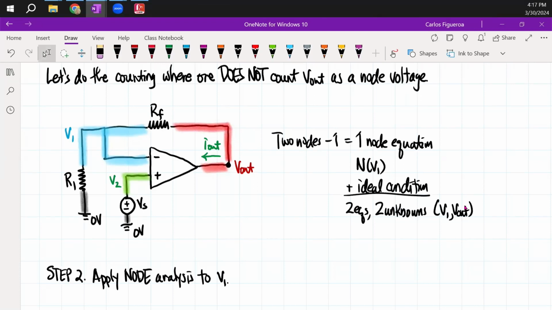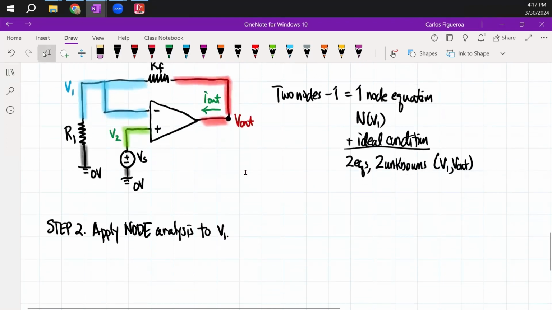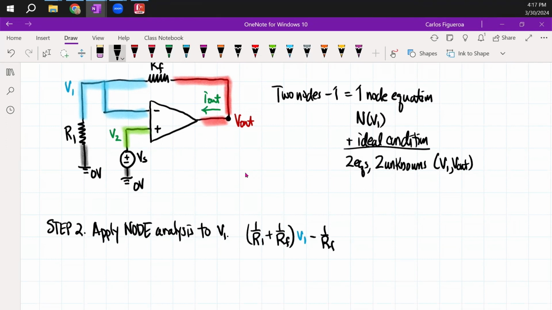to V1. So if I look at that, you can see that V1 has two resistors, right? So I'm going to have 1 over R1 plus 1 over RF. Then this guy is going to be V1. I have one with the ground. I have RF with V out. So I'm going to come in and say this is minus 1 over RF. And then, of course, this is V out. And as you see here, this is one equation.